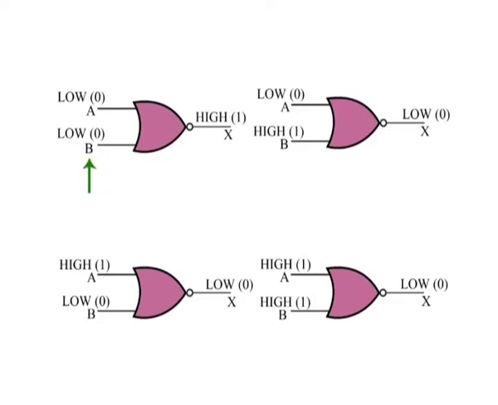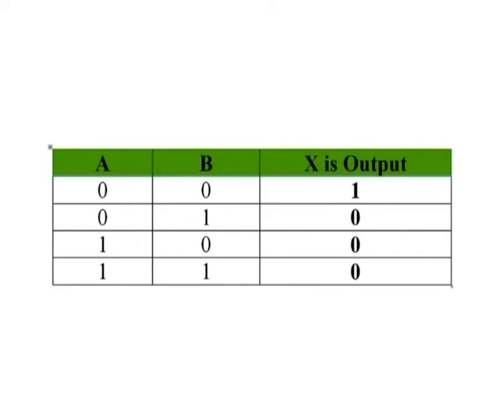This operation results in an output level opposite that of the OR gate. In a NOR gate, the low output is the active or asserted output level as indicated by the bubble on the output, and this table here is the truth table for a two input NOR gate.